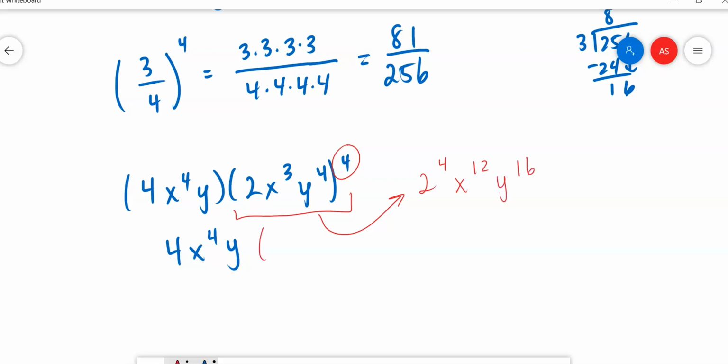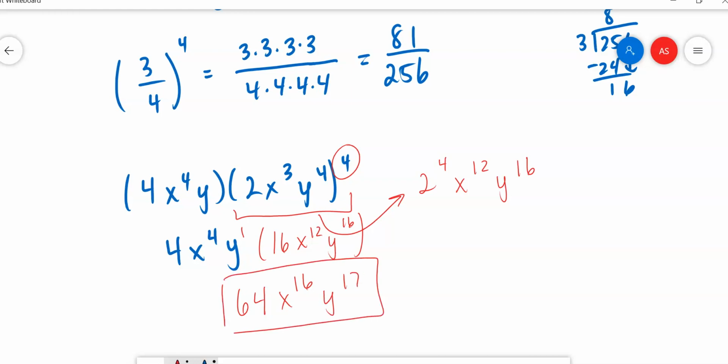So now I'm going to come back with this piece of information, and let me go ahead and raise my 2 to the 4th power. So 2 raised to the 4th power is 16, and then I'm going to put that x to the 12, y to the 16. And now I'm going to multiply. So 16 times 4 is 64. 4 plus 12 is 16, so x to the 16. And then there's a 1 here, so this is y to the 17th, and that's the answer for that one. Take your time. All right, I'm going to get into a couple more.